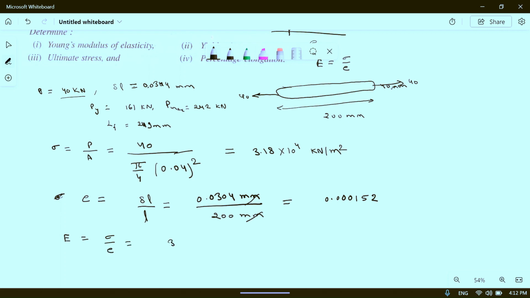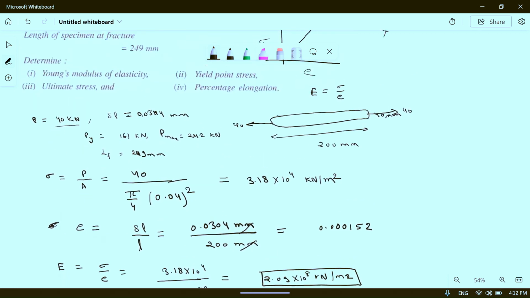Okay, so value of E is equal to sigma upon epsilon, or equal to stress upon strain. This is equal to 3.18 into 10 to the power 4 divided by 0.000152, which will be equal to 2.09 into 10 to the power 8 kilonewton per meter square. So this is value of E, which is Young's modulus of elasticity.